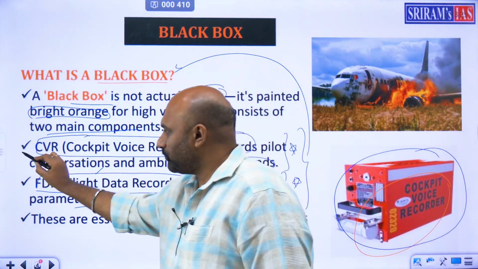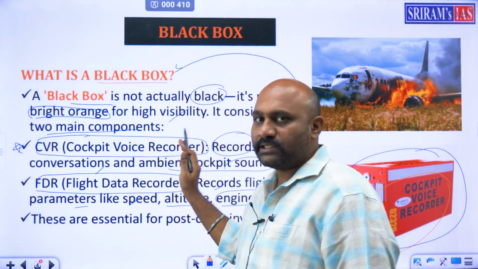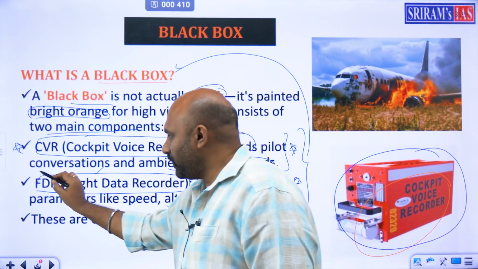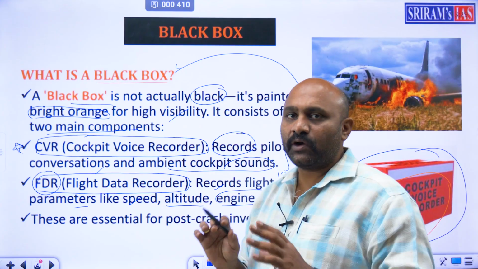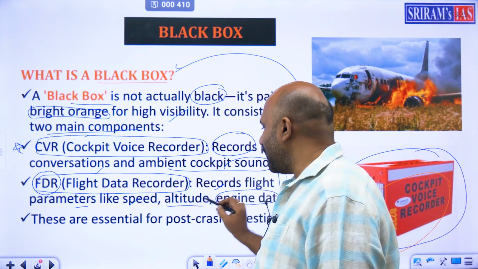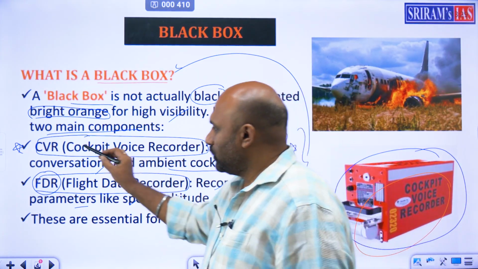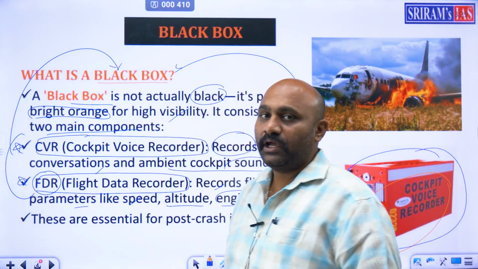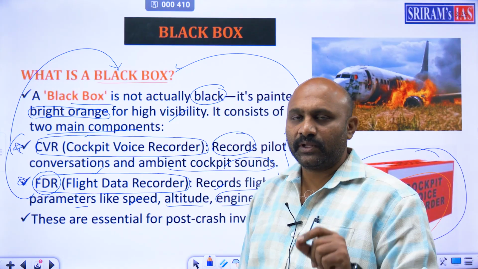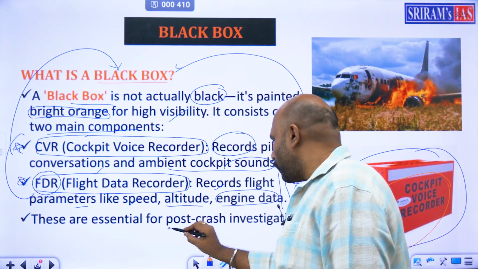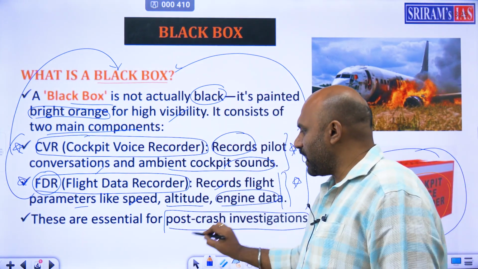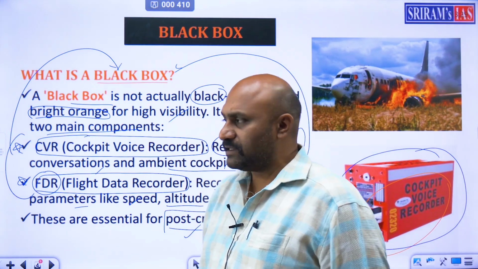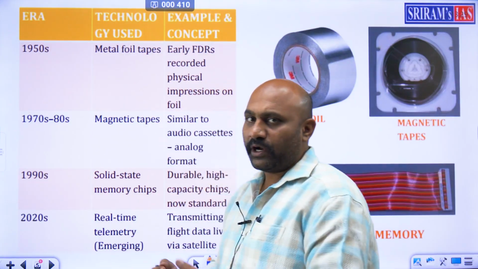One is CVR, Cockpit Voice Recorder. So pilot conversations are all recorded. FDR, Flight Data Recorder. Parameters like speed, altitude, engines are all measured. So combination of these two is going to give you what is called the black box, which is painted in bright orange. So that is a point. So post-crash investigations key, the black box is very, very important, just like the recent incident, very sad incident. So let's look at more details.